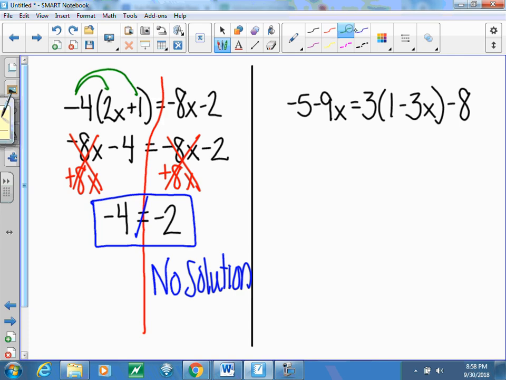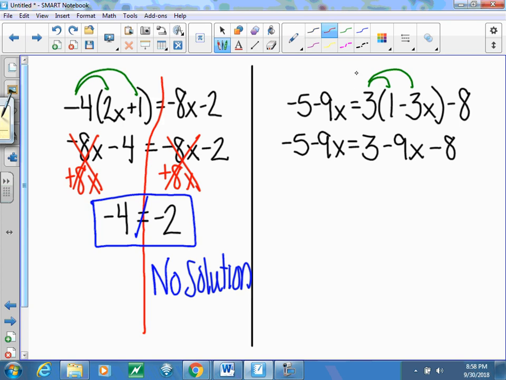All right, let's take a look at the problem over here on the right. Once again, we have variables on both sides of the equation. We also have a set of parentheses here, so let's go ahead and use our distributive property. I'm left with -5 minus 9x equals 3 times 1 is 3. 3 times -3x is -9x. And then I've got the -8 on there. Make sure you don't distribute the 3 to the -8, only to the 1 and -3.